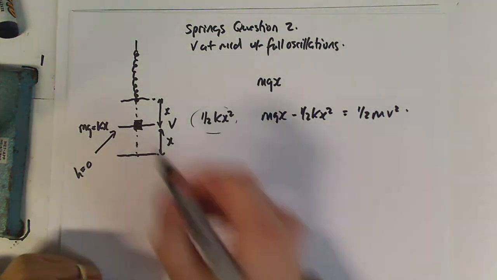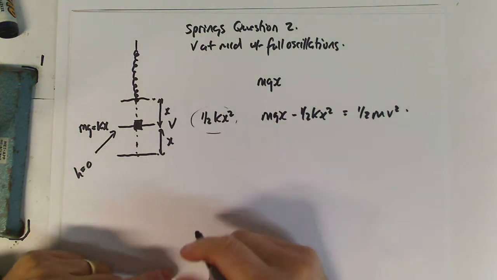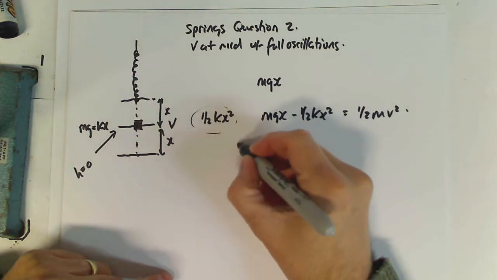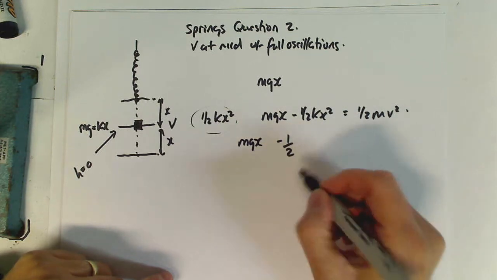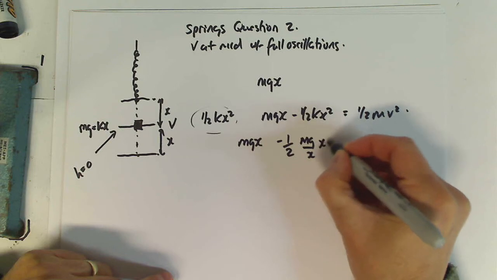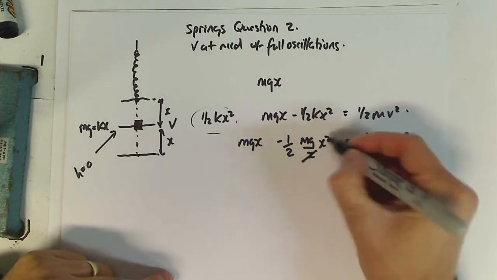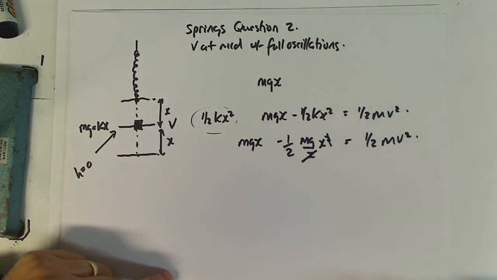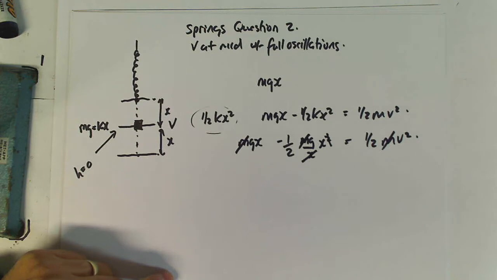Figuring that out, that the total energy at the top must be the total energy in the middle, and therefore whatever's left over must be the kinetic. Now we can go and solve this. Of course, we've got to do a few substitutions. So mgx minus 1/2 k, which is mg over x, times x squared, equals 1/2 mv squared. Cancel out that one, cancel out that one. We can cancel out the m's, and let's see what we're left with.